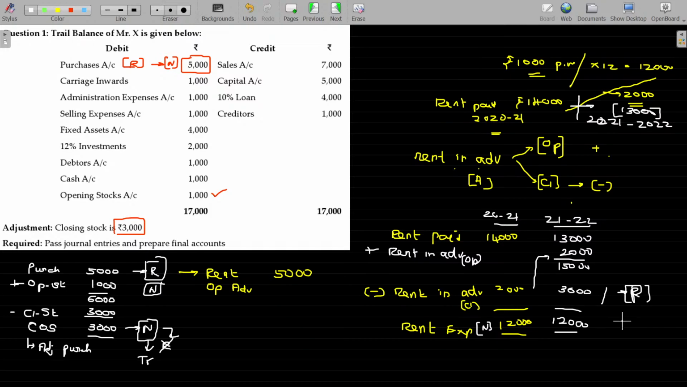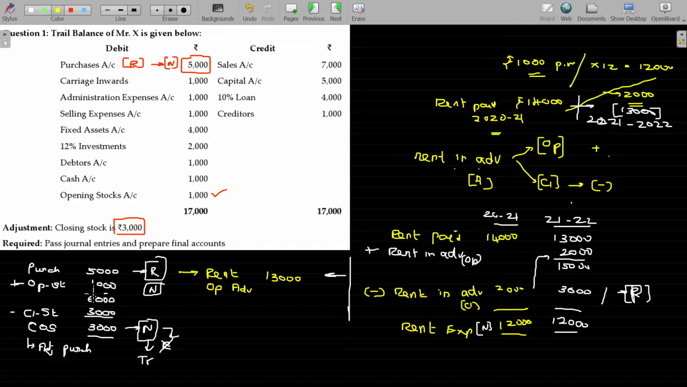While closing the balance sheet, the 12,000 rupees we paid for rent, still unexpired, will be called an asset, put on the asset side as rent in advance, which is a representative personal account. This can be equated with purchases. The amount paid for purchases is 5,000, similar to the rent paid, which is how much here for the year 21-22? So we have paid 13,000.